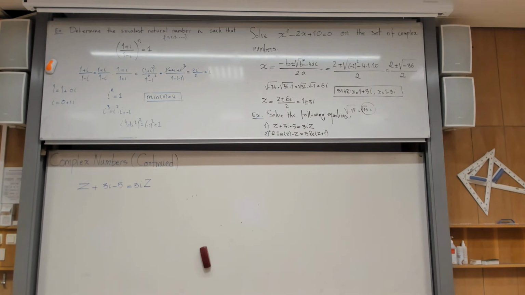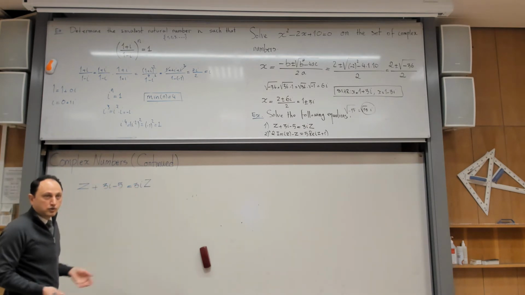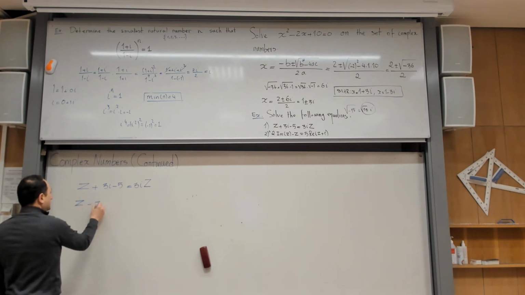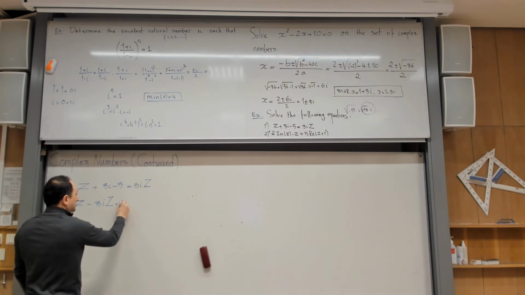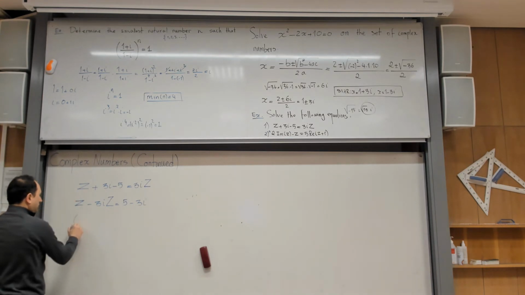Yes? Move the unknowns to the left. Exactly, like a first degree equation with real numbers, that's also a first degree equation because the power of the unknown is 1, and I do as before. So I move this to the other side, so it becomes z minus 3iz, and then I move the known parts to the other side, 5 minus 3i, yes? And then I factor a z out.